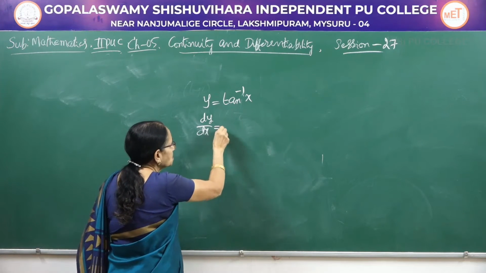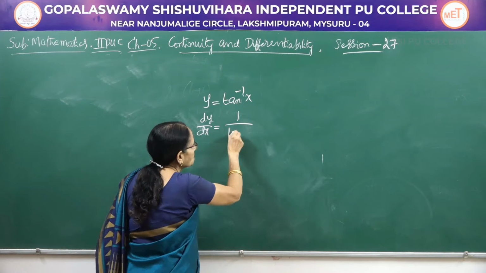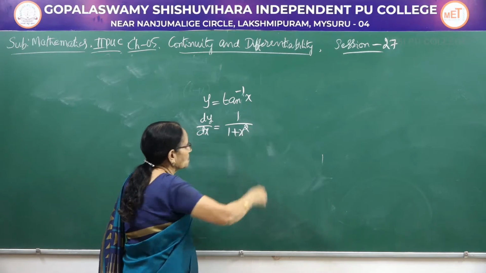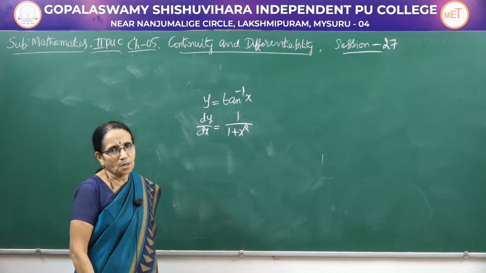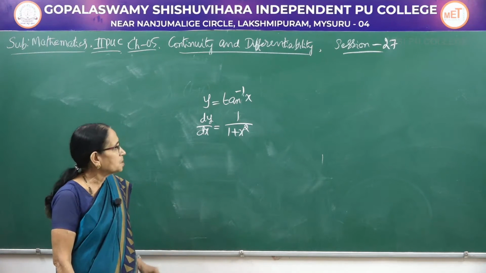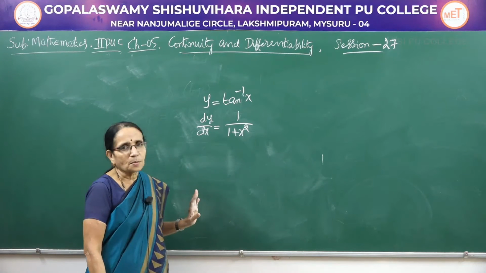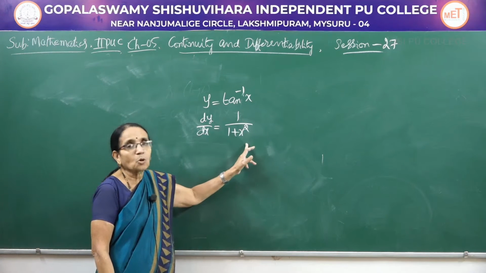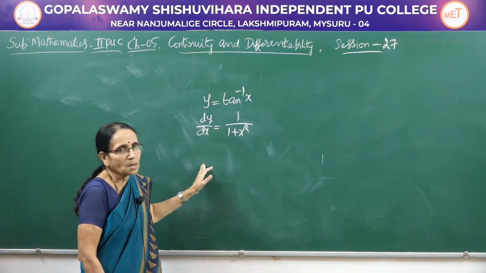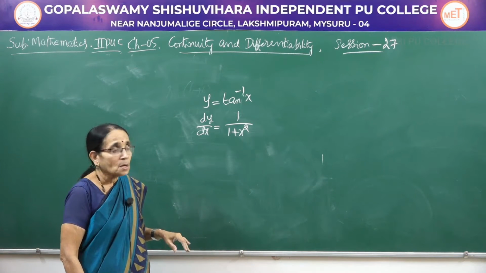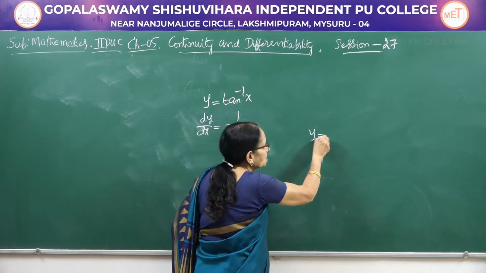dy by dx for y equal to tan inverse x has the derivative 1 over 1 plus x square, because it is a basic function. So, this is the first derivative. Sometimes, of course, we go for the second derivative. Look at this one. Now it is in the form of a quotient. You can apply the quotient rule for the second derivative and get the result. Then also we get the same answer, or else you can use this result also.